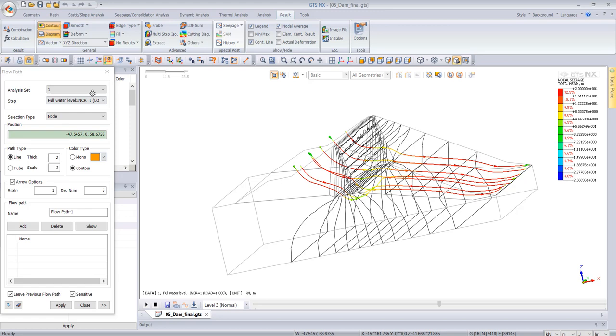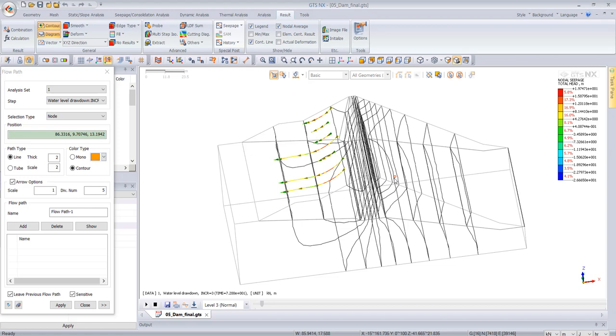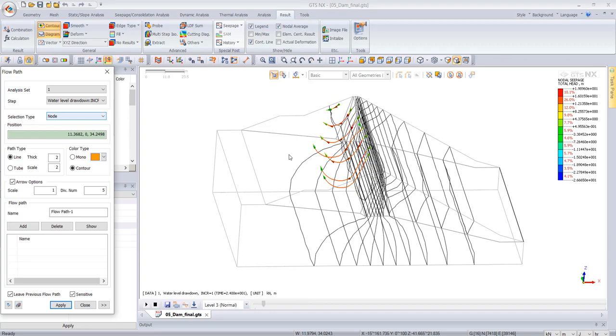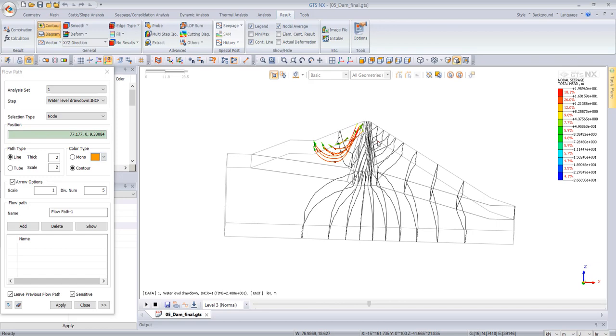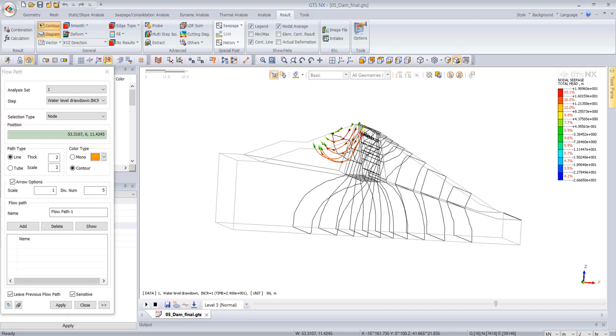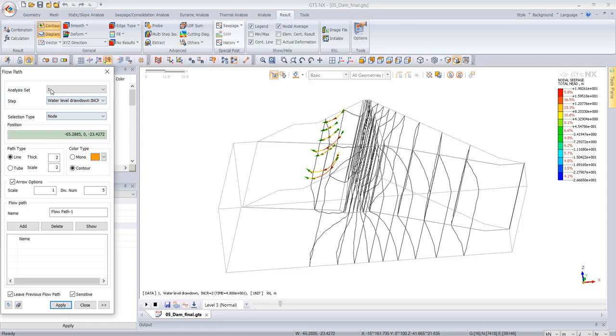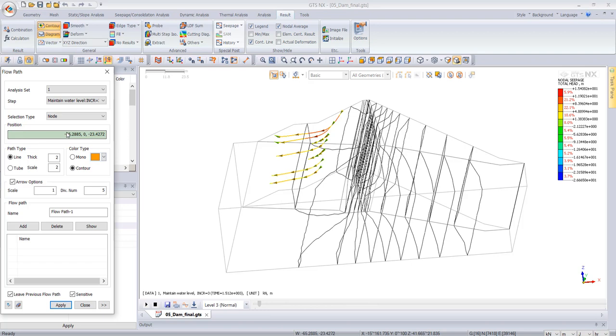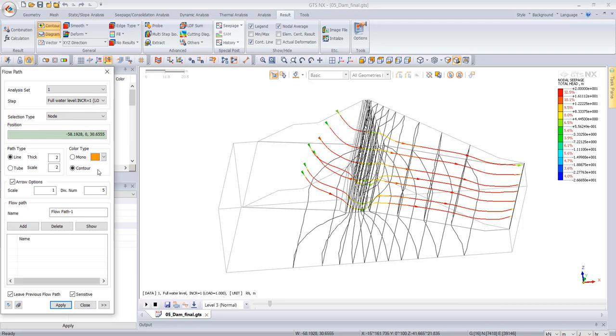So if we see the water drawdown here, when the water level starts to decrease, the water inside the filter and the core is still high, and the water started to go back here from the other case. We can see it still goes more here, and from the last case we can see that the water starts to go back more. So this is a very good presentation for the flow.